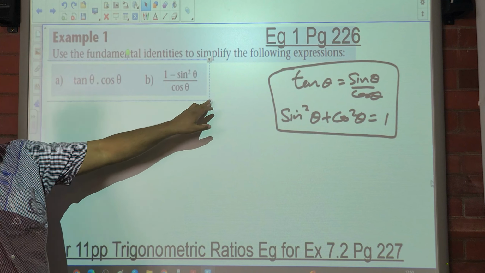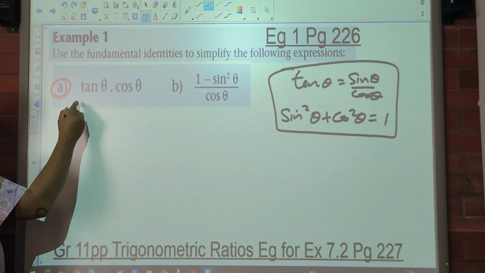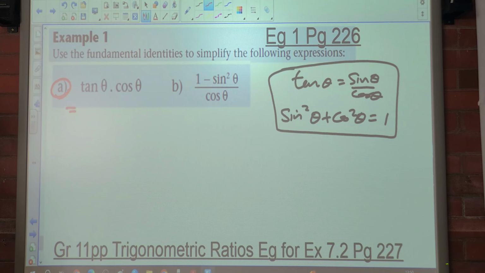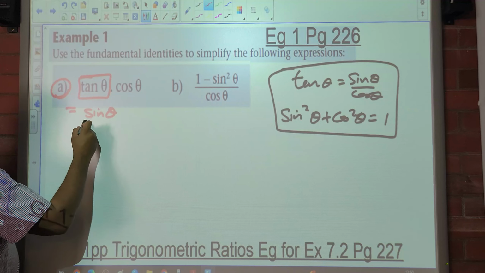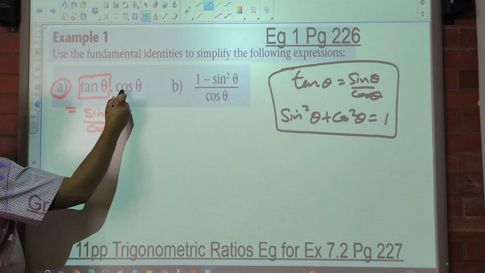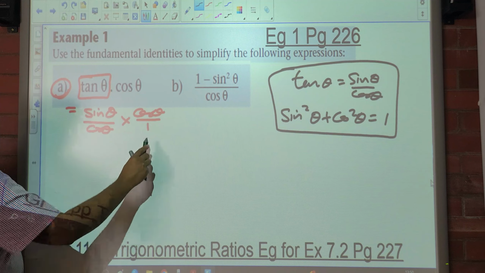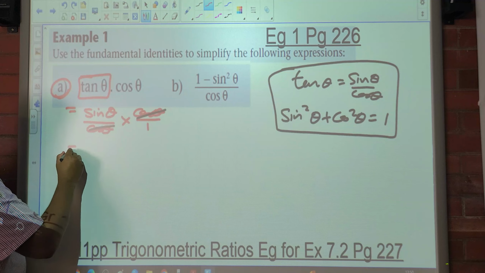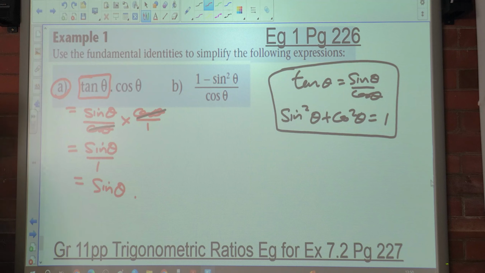So if you're looking at the first one, A, tan theta times cos theta. What can be done here? Since tan, you can change tan to sine over cos. So it's going to be sine theta over cos theta times cos theta over 1. So what happens? Cancel. So I'm left with sine theta over 1, which is sine theta. Okay, you guys understand? Simple, no?